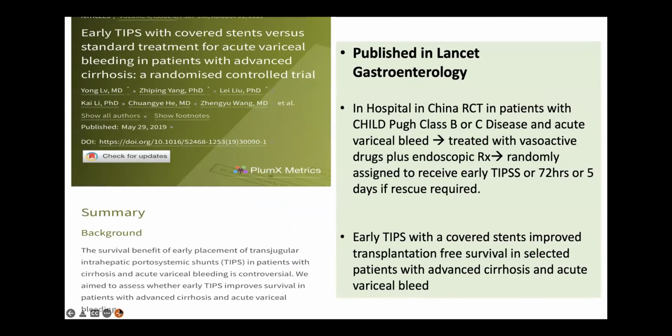So as I was talking about the early TIPS with the covered stents, this is a study from the Lancet Gastro. They said standard treatment for acute variceal bleed in a patient with advanced cirrhosis. They took patients in China with a randomized controlled trial, and patients had Child-Pugh B or C. So B is kind of controversial, but C, they're saying that you can do it. And they had acute bleed. So they were treated with vasoactive drugs plus endoscopic treatment, then randomly assigned to receive TIPS at 72 hours or 5 days. Early TIPS with the covered stents improved transplantation-free survival in selected patients with advanced cirrhosis and acute variceal bleed. So this is up to clinical debate.